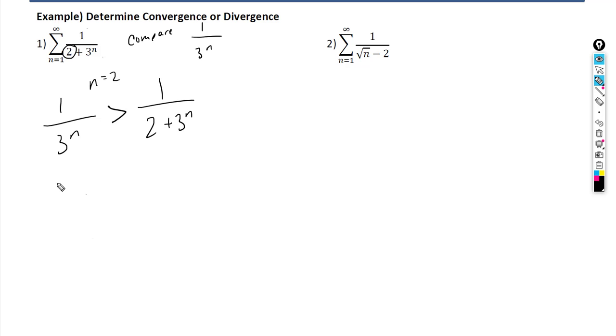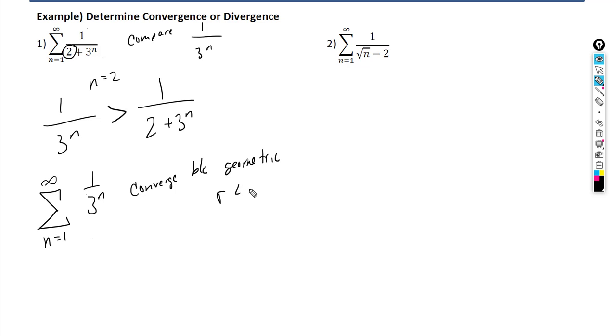Then we can say, if I take the summation of 1 over 3 to the n from n equals 1 to infinity, we know this is going to converge because of the geometric test when r is less than 1.